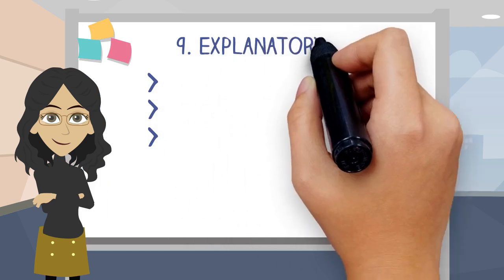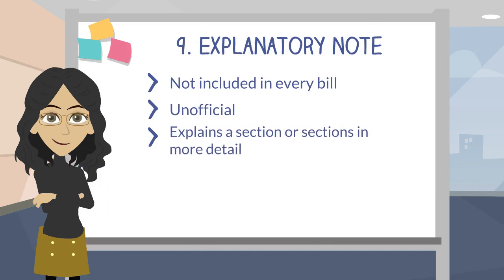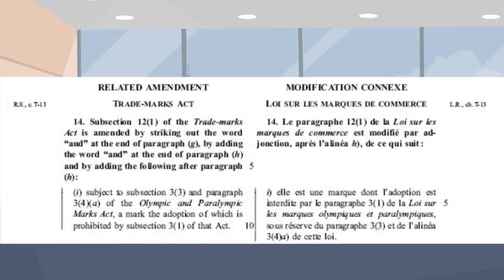Following the schedules, you may see an explanatory note, which is not included in every bill. It is the unofficial part of a bill that explains a section or sections in more detail, as you can see in the following examples. This is Bill C-47, the Olympic and Paralympic Marks Act, and it contains this explanatory note, which explains Section 14 in further detail.